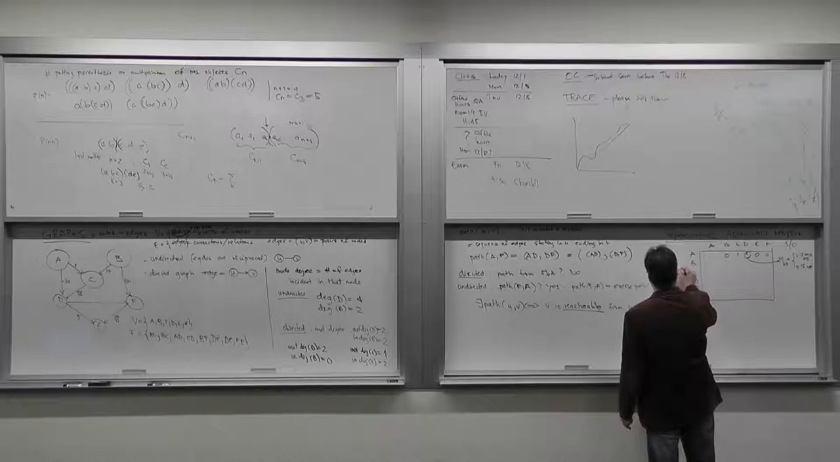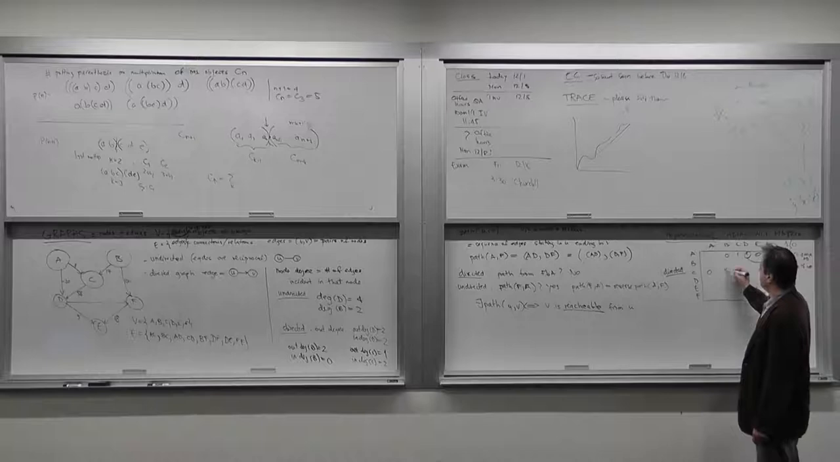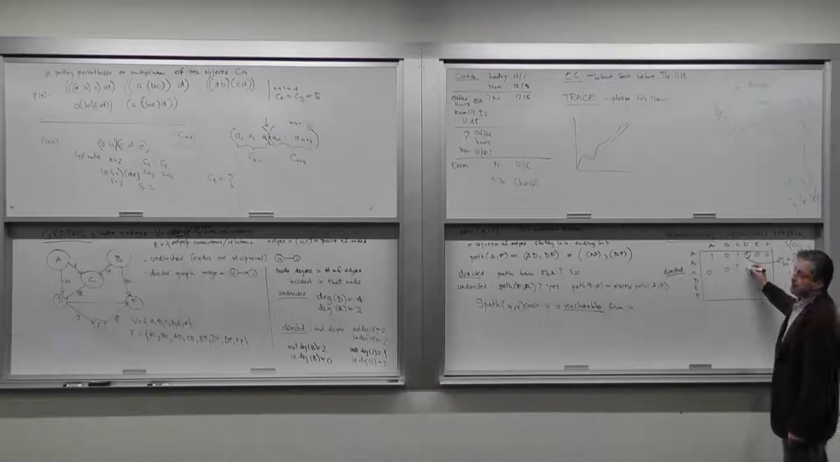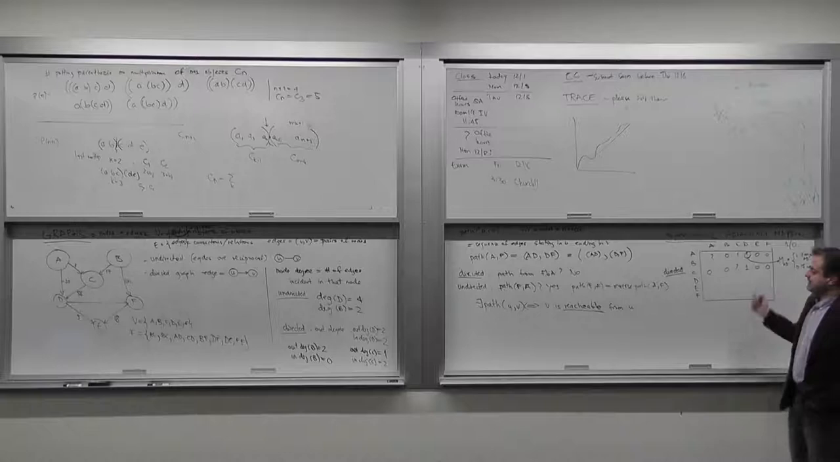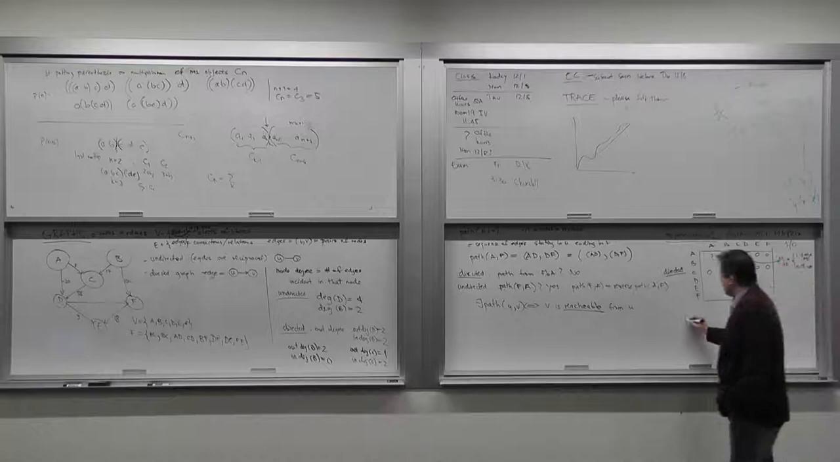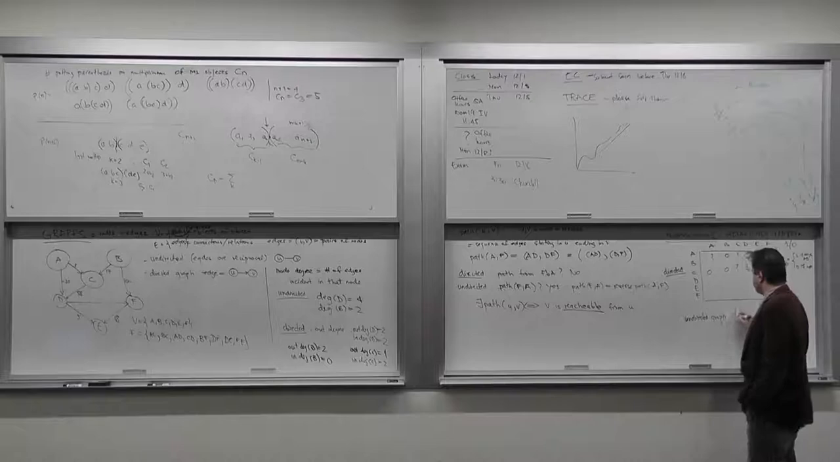C to A, there is no edge. C to B? No edge. C to C, I'm going to leave that blank for a while. C to D? C to E? C to F? I'm not going to fill the whole thing, but you can see how this goes. If it's undirected, in an undirected graph, what's going to happen between M[u][v] and M[v][u]?